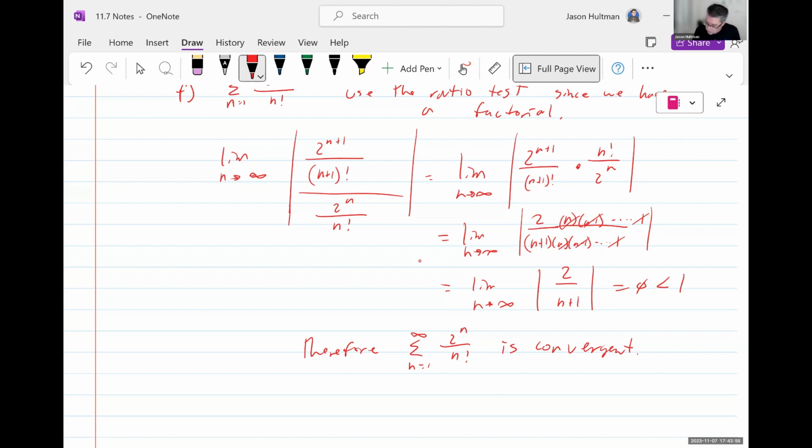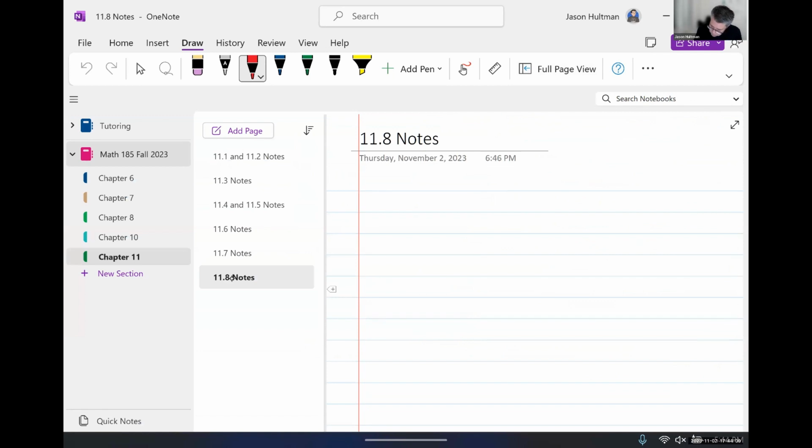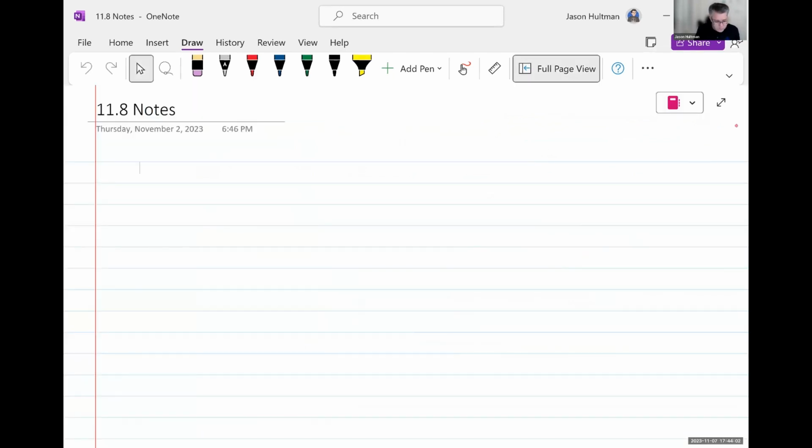Okay, let's transition now to 11.8, where we get to introduce power series. Power series are series like we've done. They just have an x component now. In 11.8, they're functions of x, series that involve x. 11.8 is on power series.